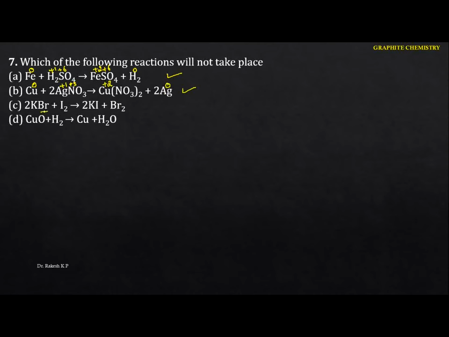But see these conditions here. This is a very important one. If we're talking about potassium bromide reacting with iodine here, they give potassium iodide plus bromine. I'm going to write what they give here. See this one: between bromine and iodine, bromine is more electronegative than iodine.